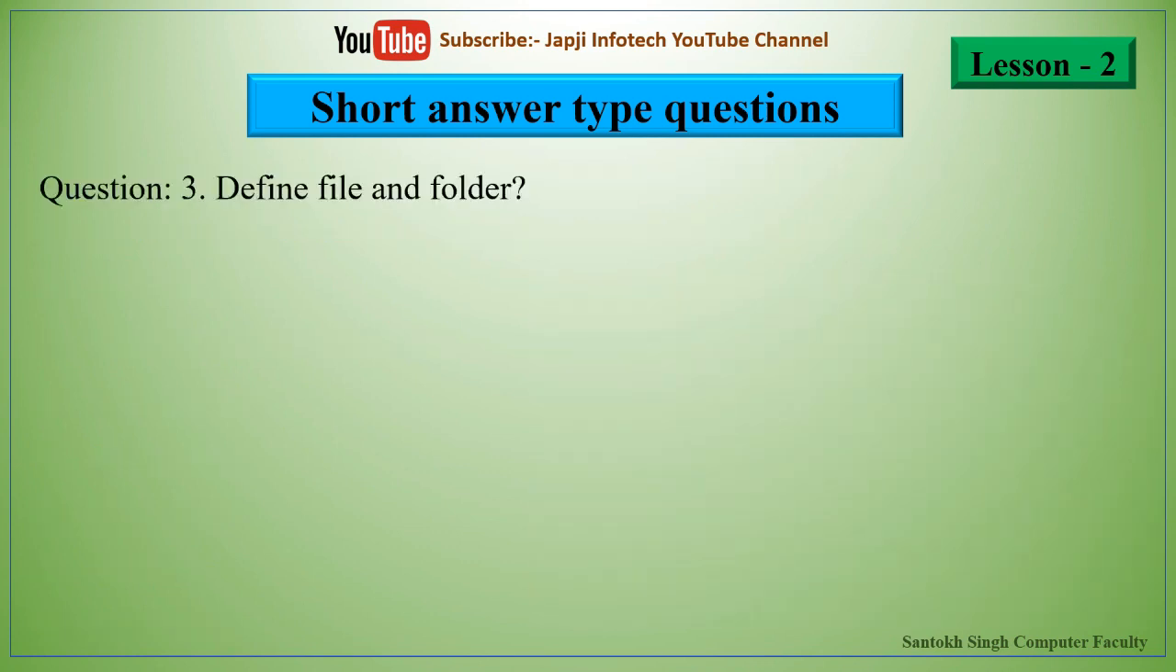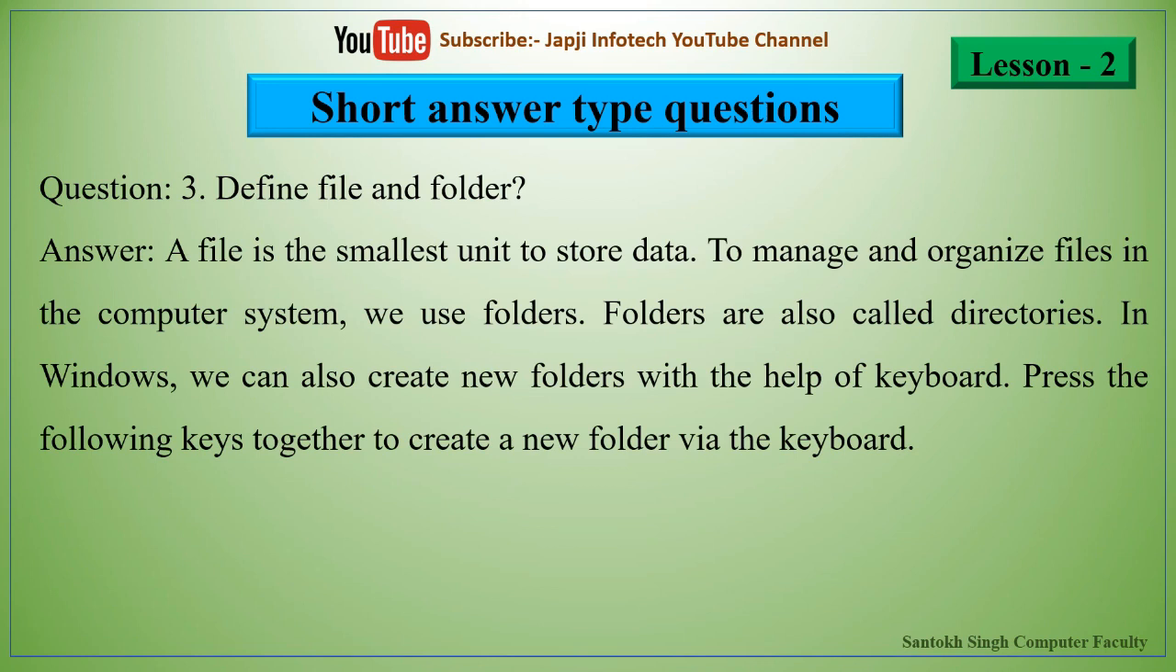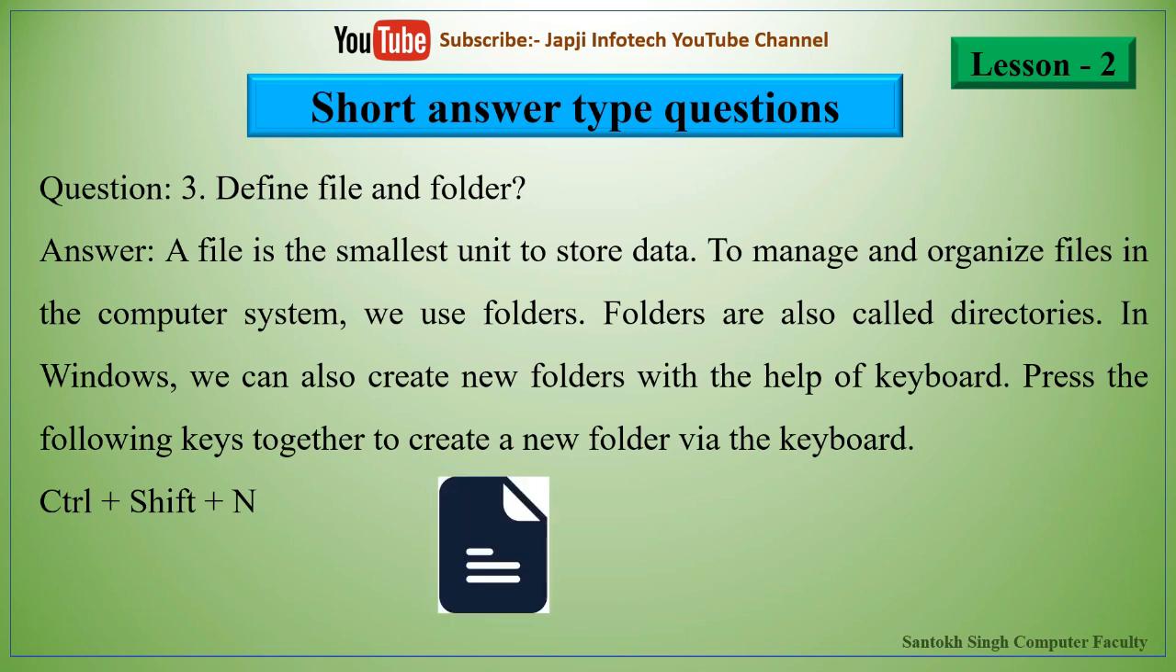Third question is: define file and folder. File is the smallest unit to store data. To manage and organize files in the computer system, we use folders. Folders are also called directories. In Windows, we can also create a new folder with the help of the keyboard. Press the following keys together to create a new folder via the keyboard, and the shortcut key is Ctrl plus Shift plus N. So these keys are used to create a new folder.